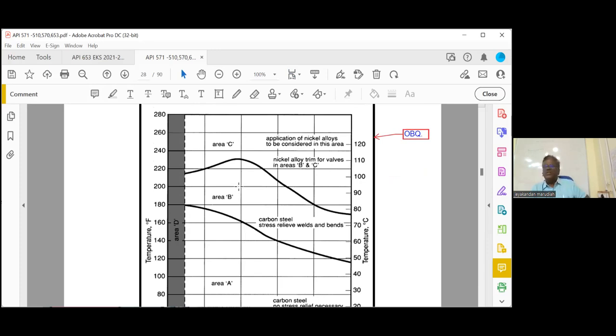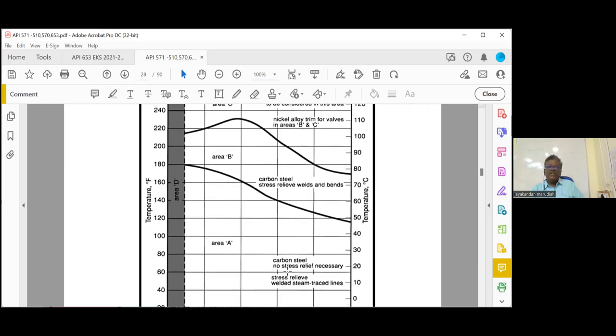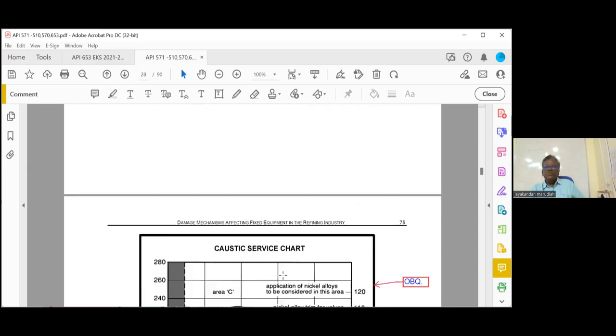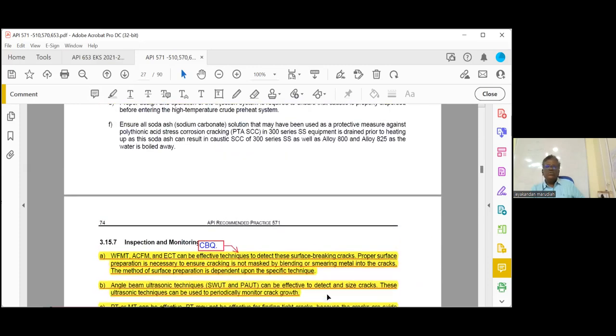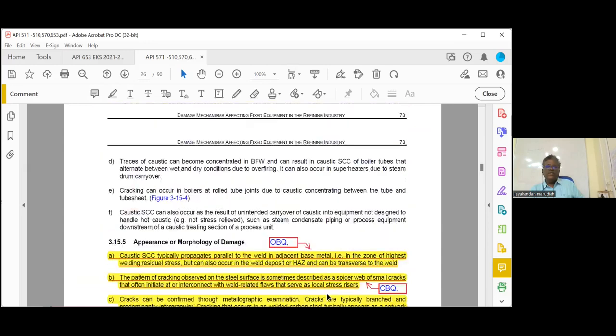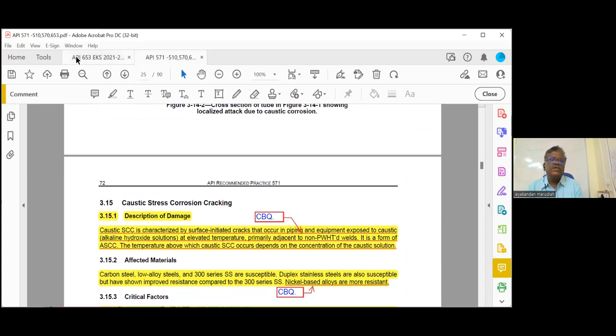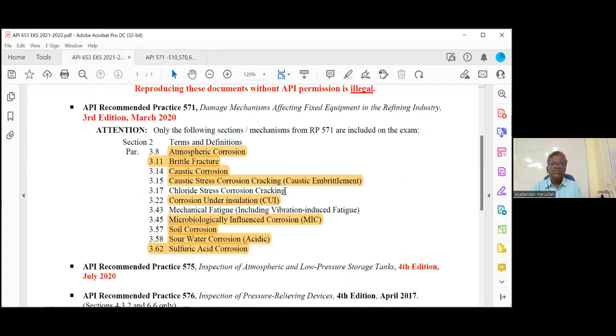I told you 200 degree Fahrenheit. Suppose it is 240, then it will be area C, nickel based alloys, you have to go for it. Then if it is only 140, then it will be area A, carbon steel without the PWHT. Okay, so how many? 1, 2, 3, 4, 5, 6, 7, 8, 9, 10, 11. So the last one, oh, then we have two more. We have two more. Chloride stress corrosion cracking.